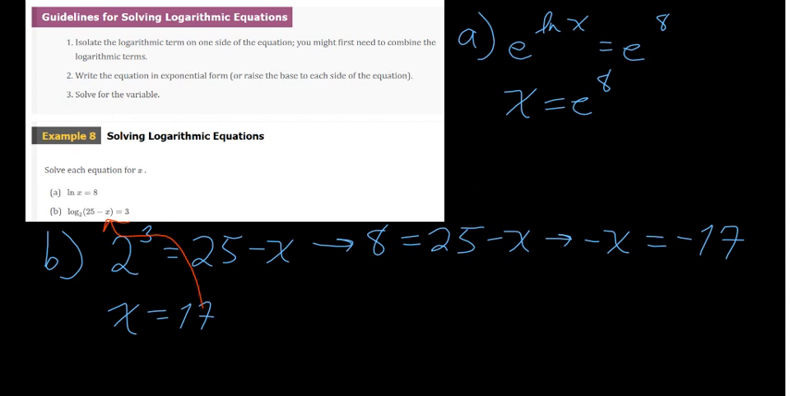Okay, and then we can just eyeball check it. 25 minus 17 is 8, and the log base 2 of 8 is some number, right? Let's say this was a negative 26. Actually, negative 26 does work. If it was a positive 26, then 25 minus 26 is negative 1, and that does not exist in the domain of logarithms, right? We cannot have a negative number. So that's how that works. But 17 works, right? 25 minus 17 is 8. We're good to go.